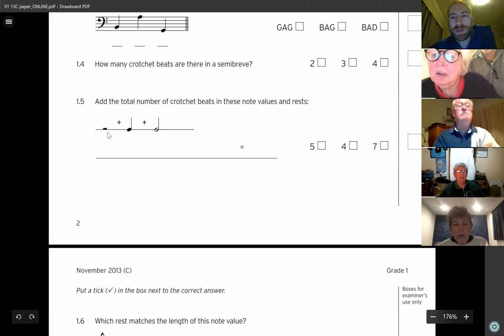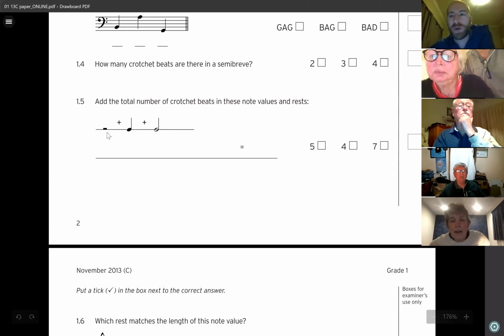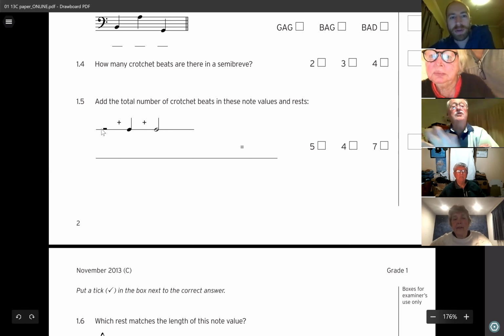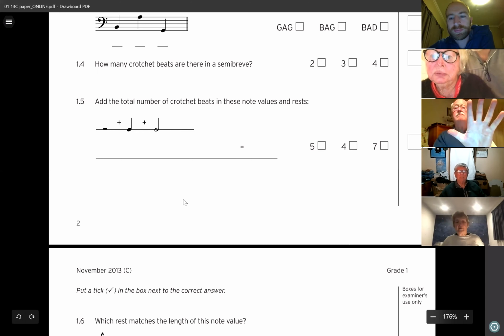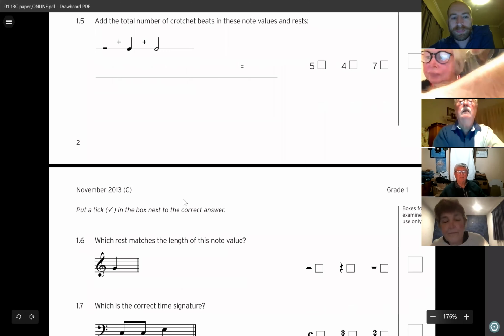Is this a 2-beat rest or a 4-beat rest? 2. I thought it was 2. If it's coming up from the line, it's 2, right? Yeah. And hanging down from the line is 4. Well, hanging down from the line can be any number depending on what time signature you're in. But if you're coming up from the line, that's worth 2. This is worth 1. That is worth 2. So therefore it's 5. Yep.